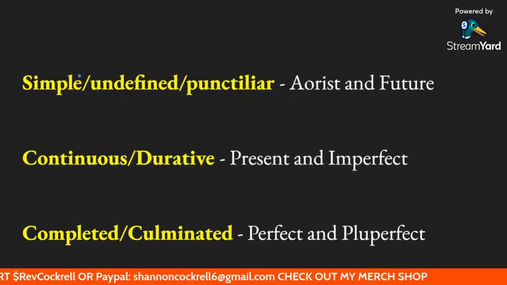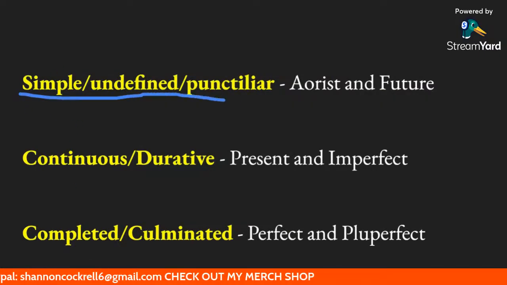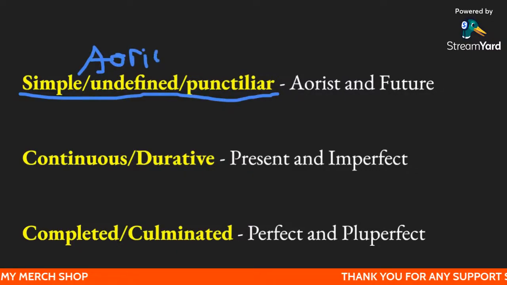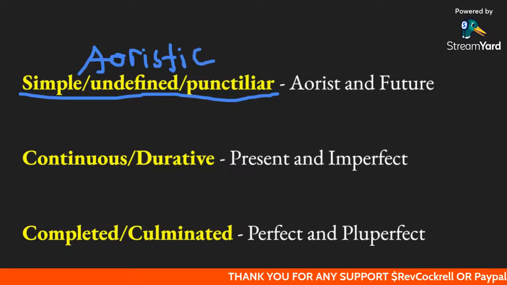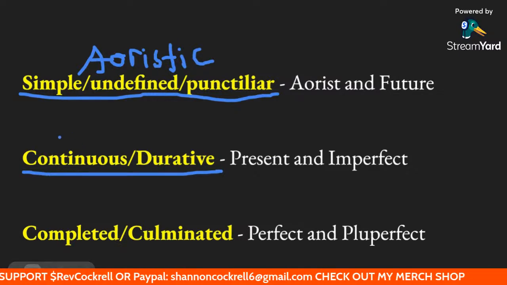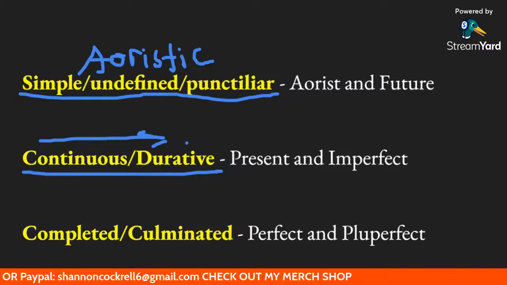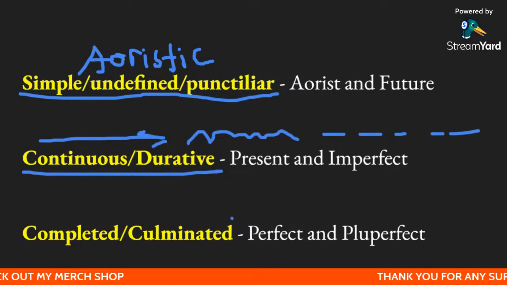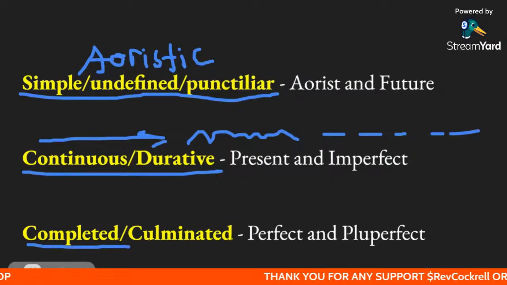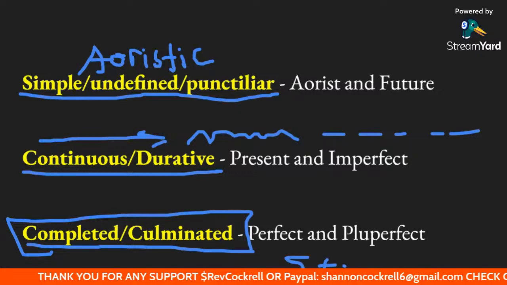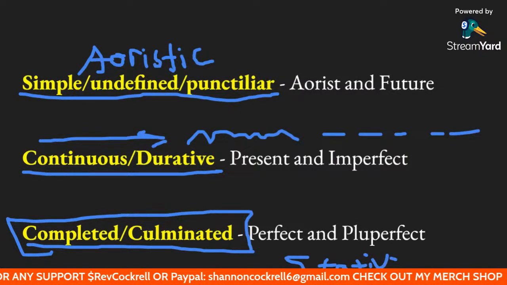So just some more terms you might hear. Simple, undefined, punctiliar: again, this is the aoristic aspect, which deals with the aorist and the future tense. Continuous or durative is that ongoing action, the right now, habitual action. And then completed or culminated deals with the state, the results of that.